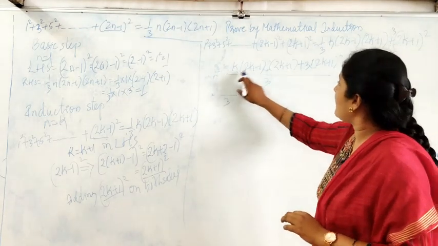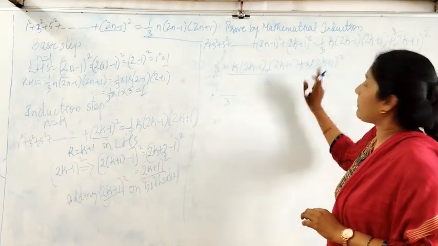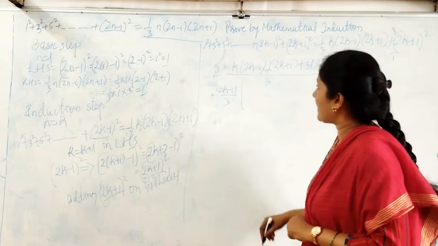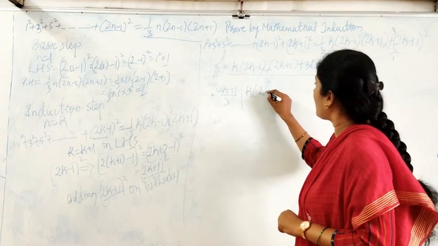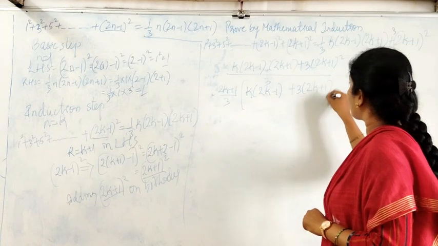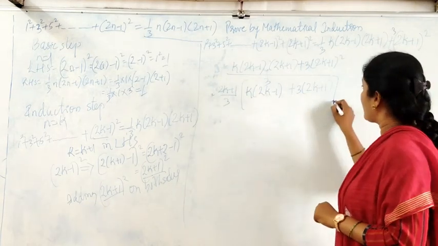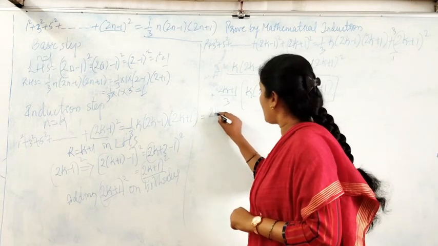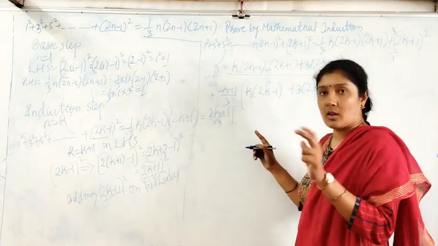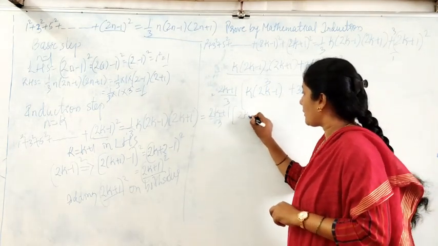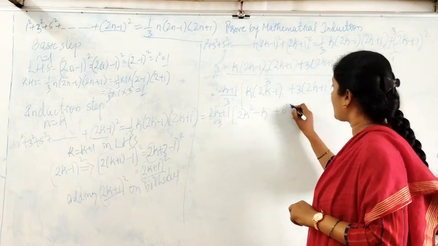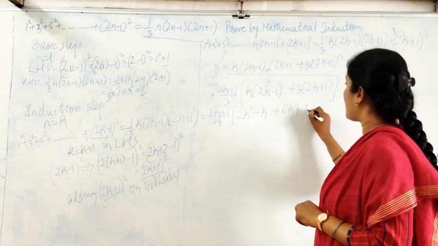Now, what is common in these two? This and this. 2k plus 1 is common. So, here 2k plus 1. Now, what is left here? k into (2k minus 1) plus 3 into (2k plus 1), because it is whole square. Okay. So, now (2k plus 1) divided by 3, and here, let us cross multiply: k into 2k, 2k square, minus k into 1, k, plus 3 into 2, 6k, plus 3 into 1, 3.